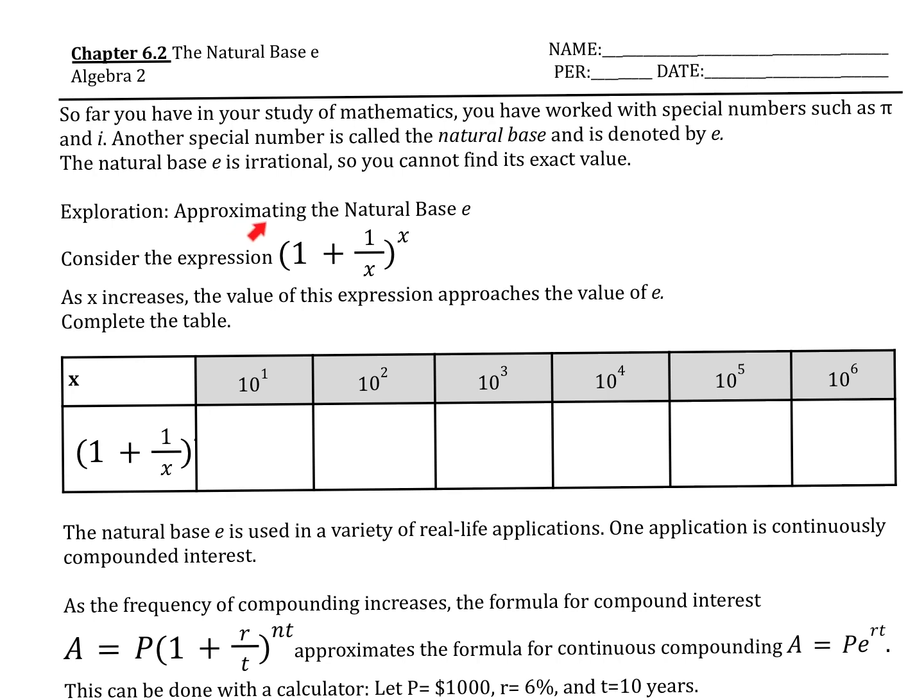The exploration we are going to do for the natural base is to consider this expression, 1 plus 1 over x, to the power x. Whatever goes here is the same on the top. As x increases, the value of this expression approaches the value of e. We are going to complete this table right here.